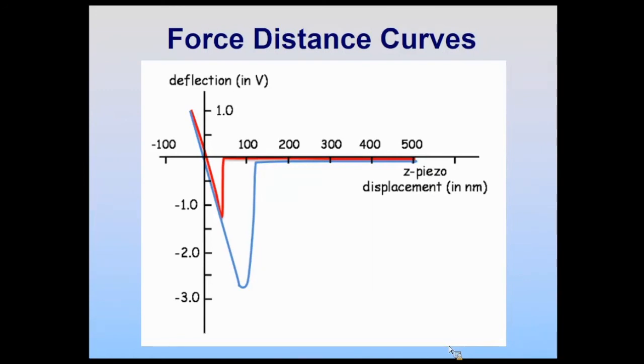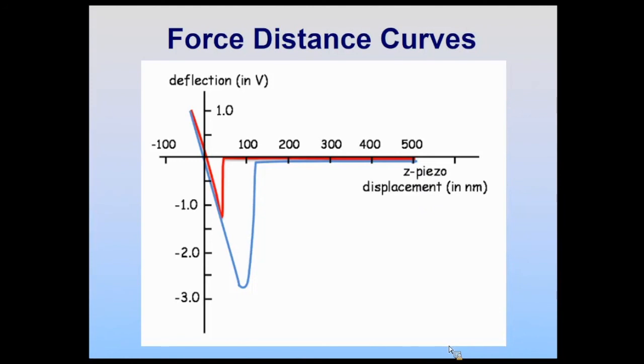And then as you go in closer and closer, it begins to become repulsive. So that's where you're actually making contact with the surface, and it's bending the tip away. And then once you get to a place where you figure you've done enough damage to the sample, you can reverse course and you can back out, and it will back out along the blue curve and go back.